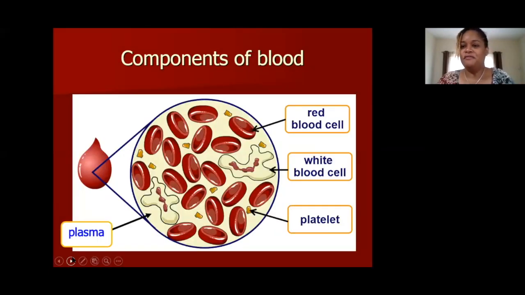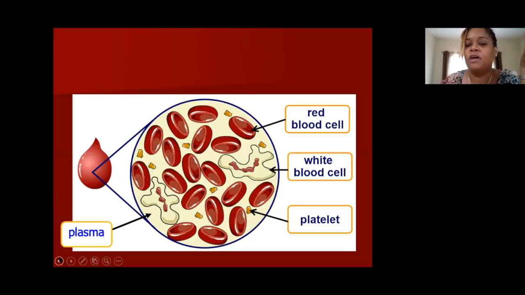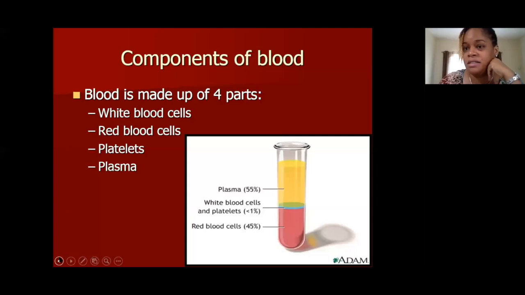So, the first diagram we looked at, remember at the beginning I talked about different representations or illustrations of how we look at blood. The first one was a diagram that showed blood represented in a test tube. So our blood is separated into parts. Again, a diagram you need to be familiar with.